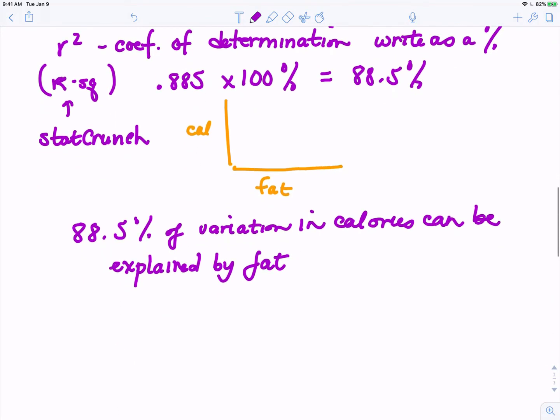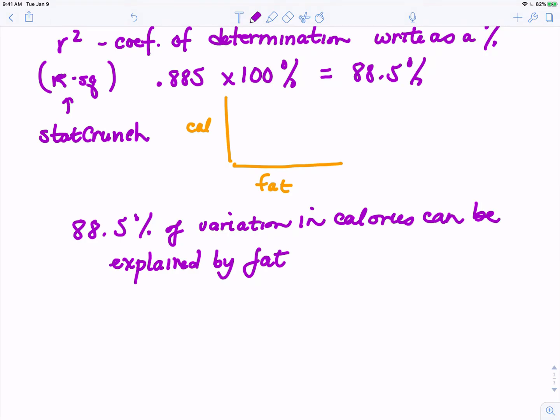So you can see that fat plays a large role in determining how many calories are in a fast food item. 88.5% of the variation in calories can be explained by how many grams of fat are contained in the food item. Only about 11.5% are due to other factors, but the vast majority of the variation in calories is due to how much fat is contained in the item. So that's it for this week's problem set.